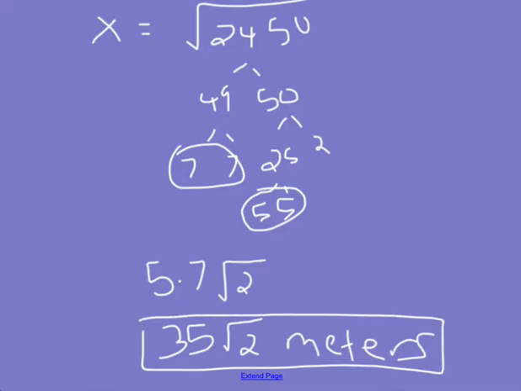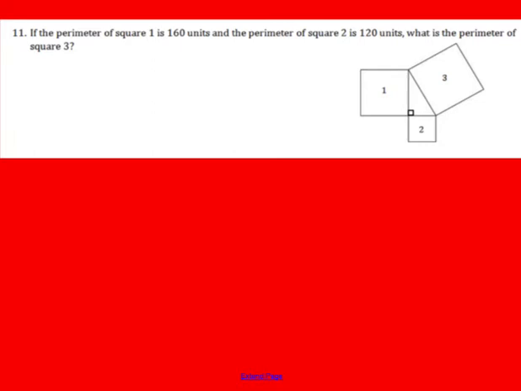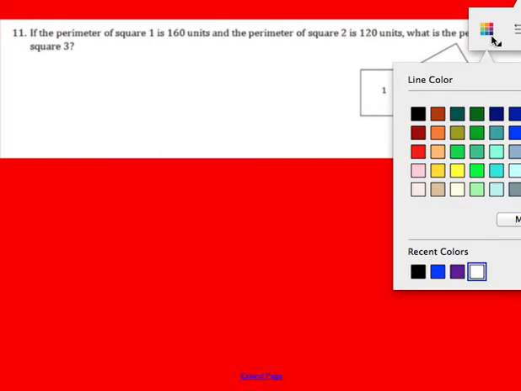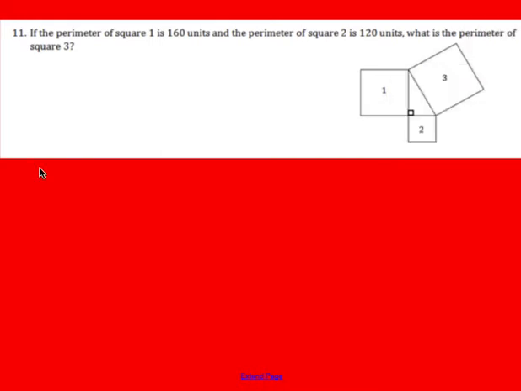For number 10. Taking a look at number 11, if the perimeter of square 1 is 160 units and the perimeter of square 2 is 120 units, what is the perimeter of square 3? So if the perimeter is 160 units, that means if we divide it by 4, we can get each side length. So for square 1, you're going to get 40. So this side length right here is 40. And then if you take 120 and divide it by 4, you end up getting 30. So this side length is 30. So what I have in the center is a right triangle with sides 40 and 30.